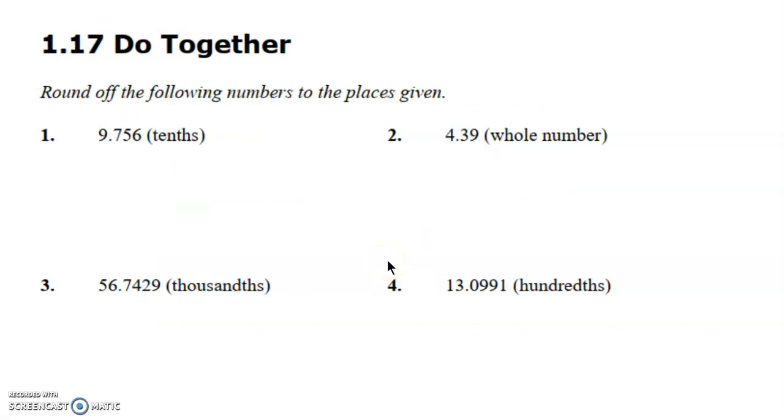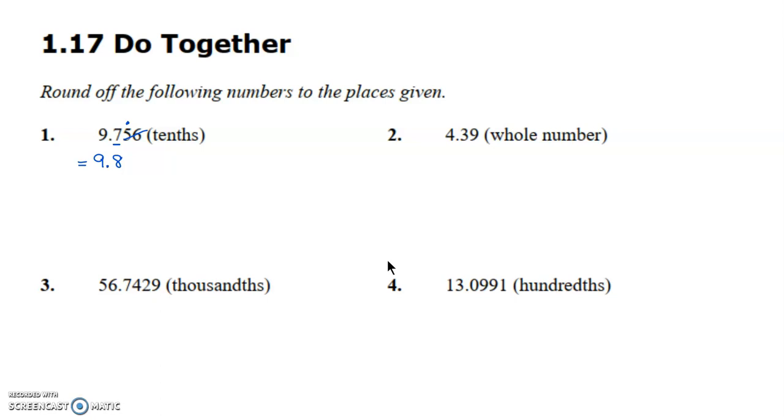So let's do some together, and then if you need more support, I'll be doing some of the exercise questions after this. So number 1, we're rounding to the tenths place. So we need to underline that place value, look to the right. The 5 will push the 7 up to an 8, so the 9 stays the same, decimal, 8, and we drop the 5 and the 6. Our answer is 9 and 8 tenths.